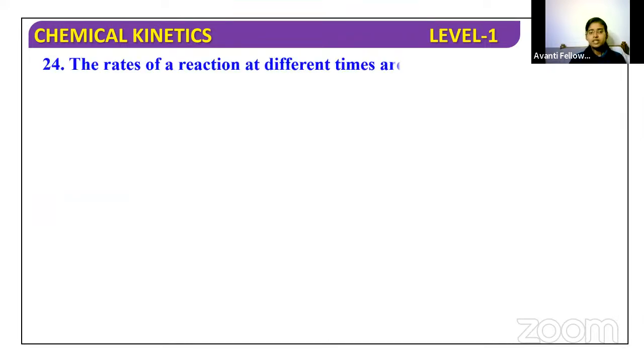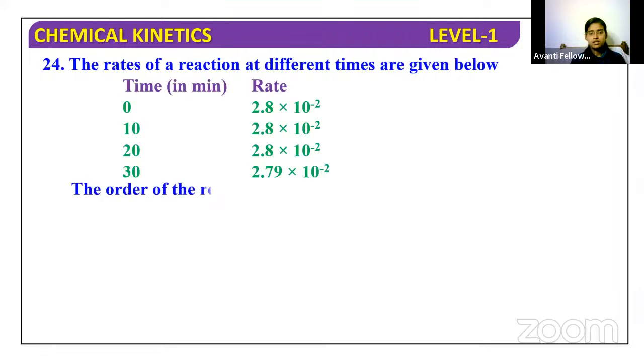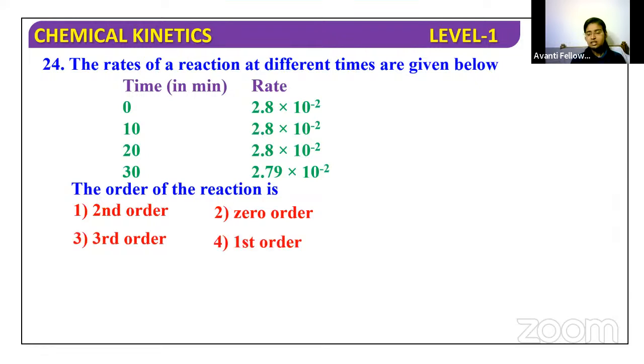The rates of the reaction at different times are given below. So at time t equal to 0, at the 10th minute, 20th minute and 30th minute, rate values are given. The order of the reaction is second order, zero order, third order, or first order. What is the order? What do you observe and what do you understand by seeing the data?